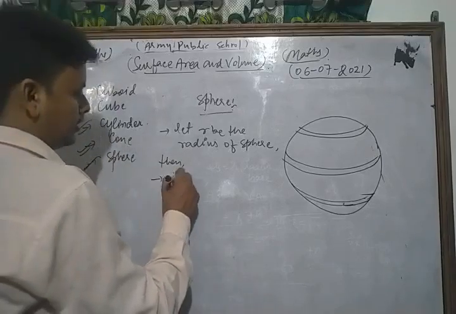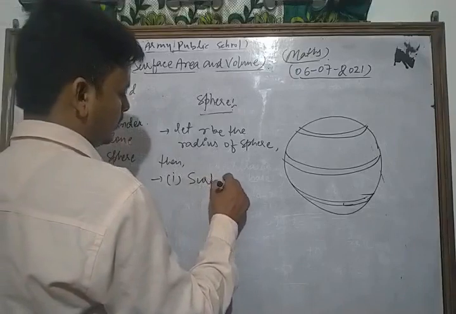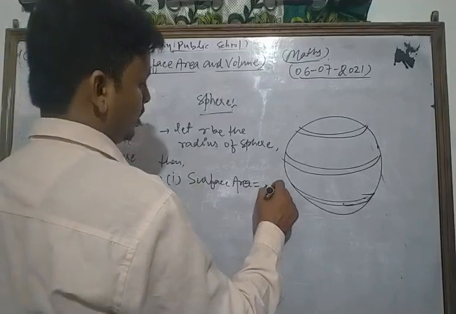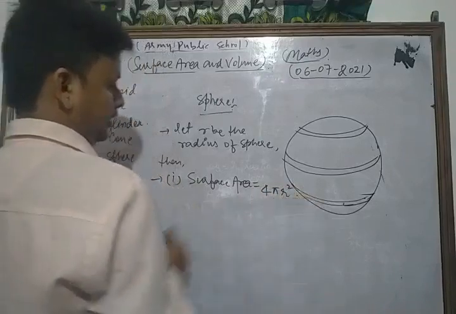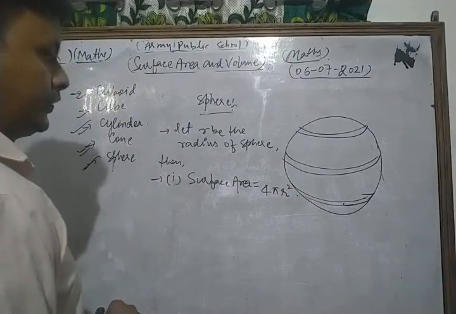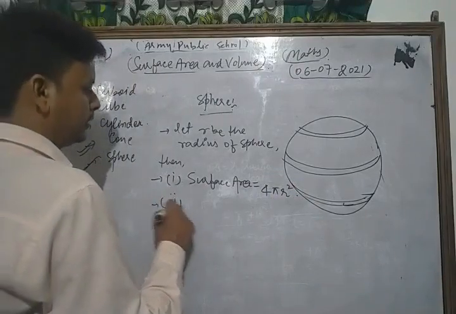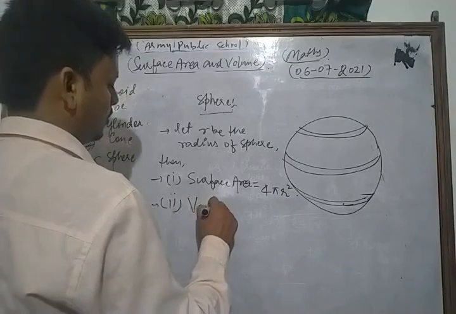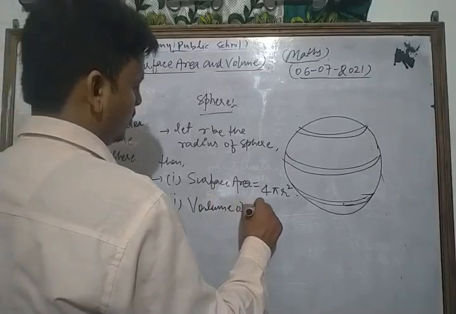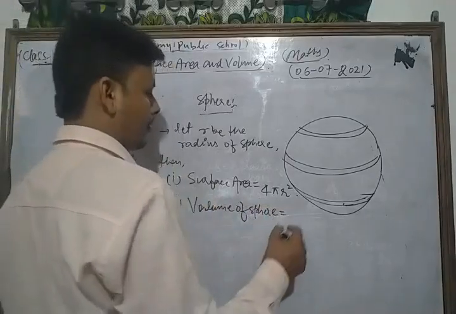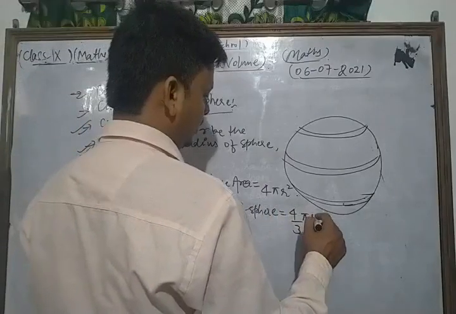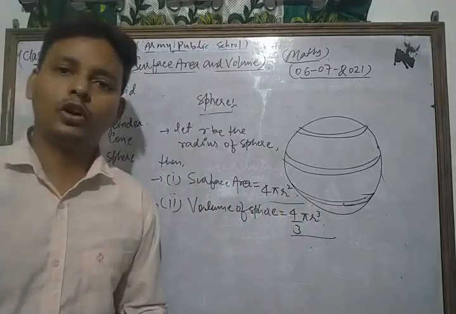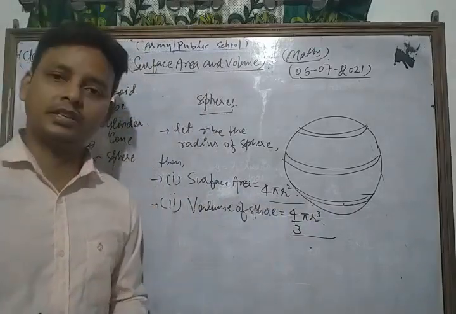Then the first formula is what? The surface area of a sphere is 4 pi r square. This is the surface area of a sphere. The second formula is very important: the volume of a sphere. The volume of a sphere is 4 by 3 pi r cube. This is the formula for volume and this is the formula for surface area.